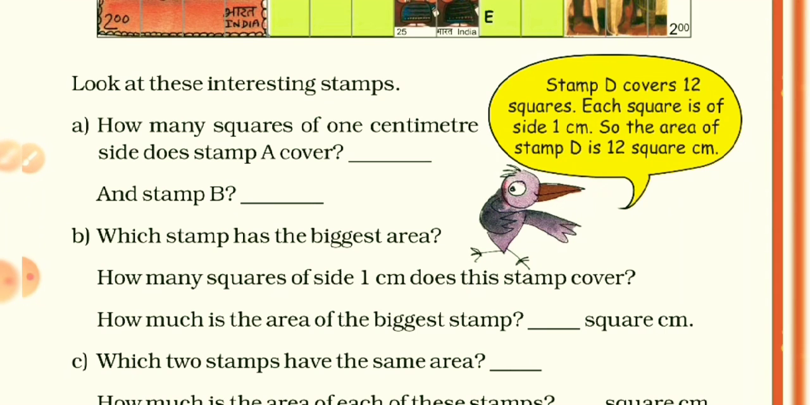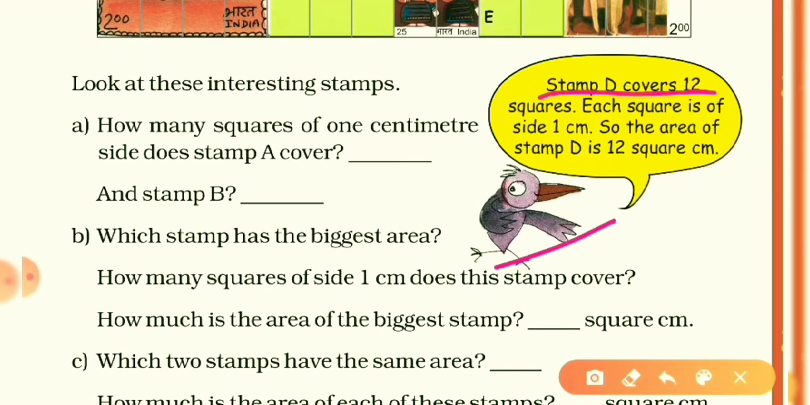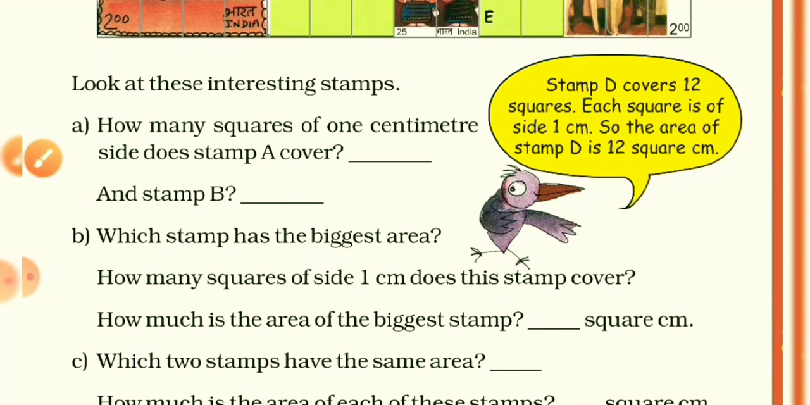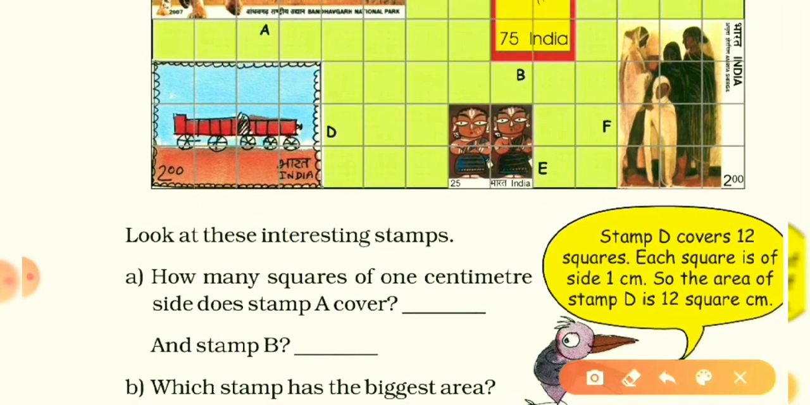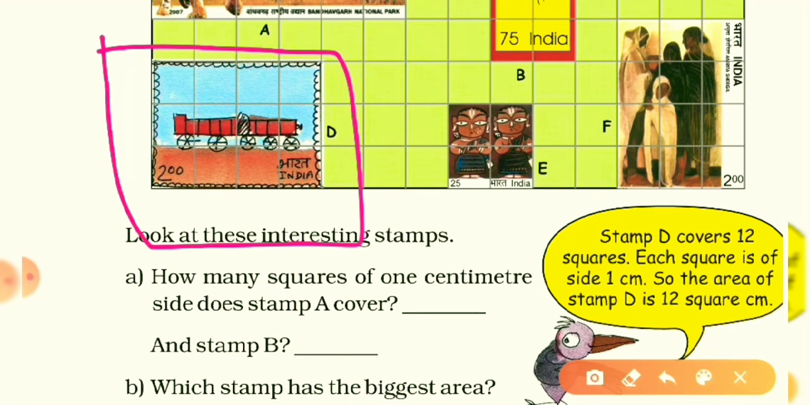Look at these interesting stamps. We have already seen that. Here is a notice from a bird that stamp D covers 12 squares. Each square is of side 1 centimeter. So the area of stamp D is 12 square centimeter. Here is stamp D, and the bird is saying that one side of one square is 1 centimeter. So it has a total of 1, 2, 3, 4, so a total of 4 sides.